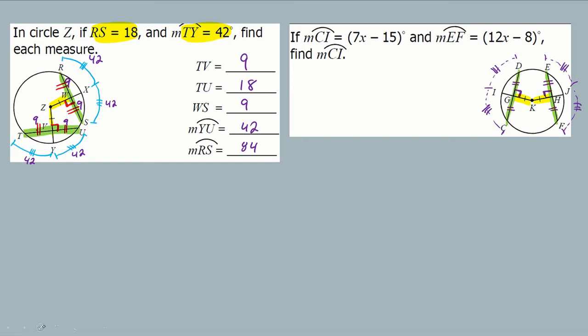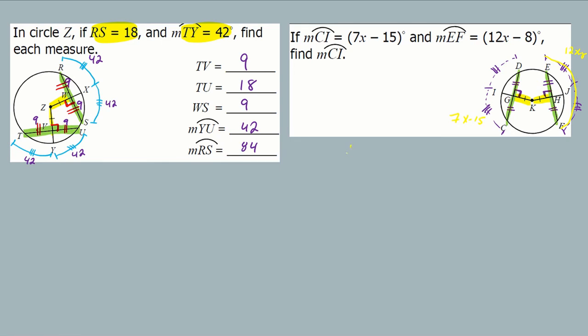And so now they're telling me that arc CI, so this arc here, is 7x minus 15, and then arc EF, so this, we've got to be a little bit careful. This entire thing here is equal to 12x minus 8. Now, I already know that each part is congruent, so there's two ways we're going to set them equal to each other, right? We're trying to solve for x here first, and so we can do one of two things.